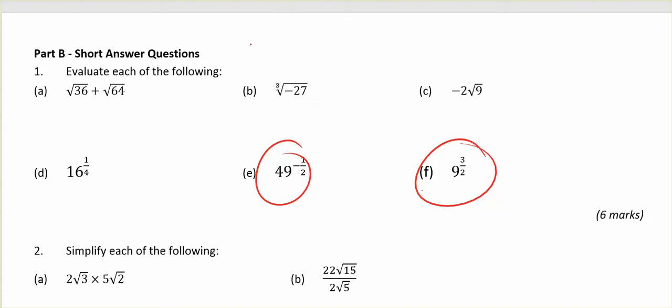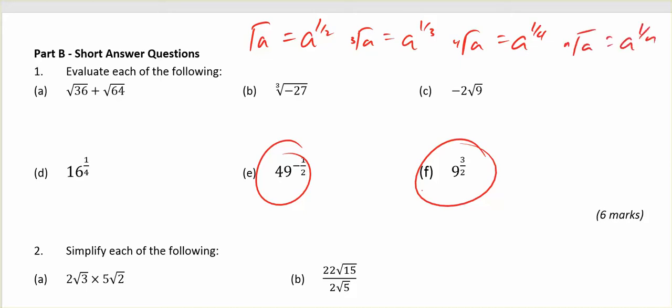If I have the square root of a, we know that's a to the power half. If I have the cube root of a, that's a to the power third. If I have the fourth root of a, that's a to the power a quarter. If I have the nth root of a, then it's a to the power 1 on n.